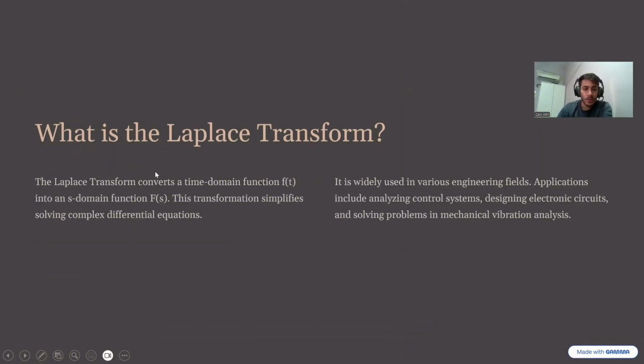So what is the Laplace transform? The Laplace transform is converting the time domain into an s domain. So you have a function, any type of function, and you just want to integrate and transform it into an s function. So it's simply a transformation because it simplifies solving ODEs. It is widely used in various engineering fields. As I already said, it's really used in the upcoming subjects in the upcoming years.